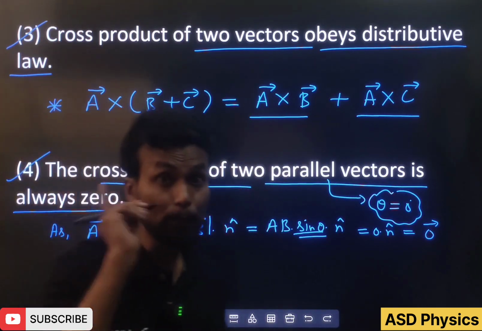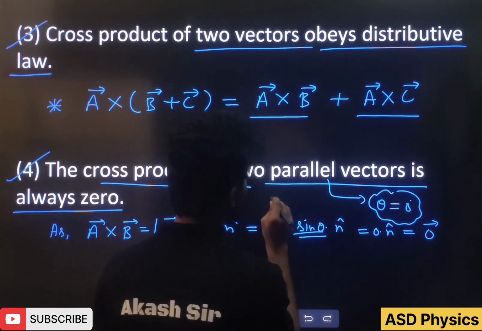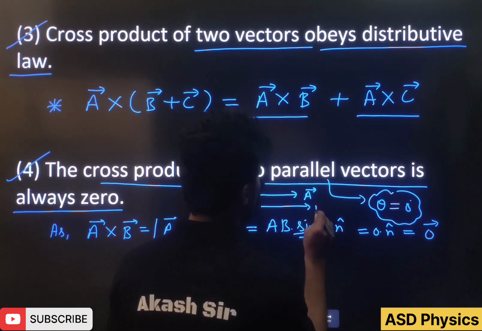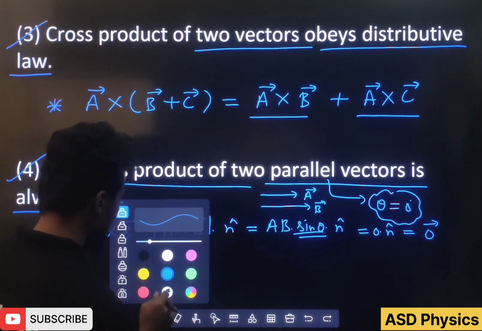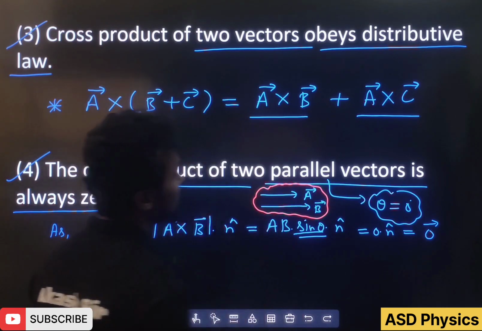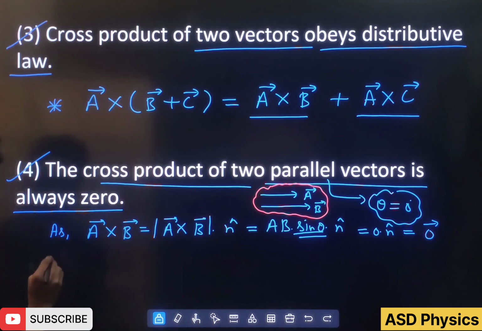But the thing is, this happens only when A and B are parallel. A and B parallel means like this: see, this is vector A and let's take for example this is vector B. They are in which direction? They are in the same direction. So remember, same direction.